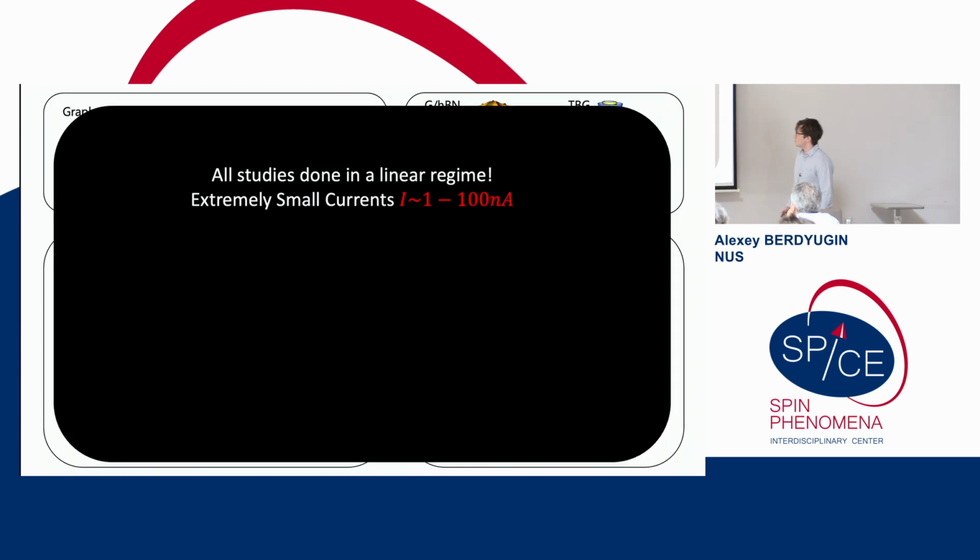But what is missing up to this point is that people in all those experiments have been using extremely small currents, on the order of 1 to 100 nanoamps, to measure those devices. And that is mainly done for two reasons. The first reason is that people are extremely cautious. When you get a good device which gives you beautiful data in the linear response regime, you really don't want to mess it up, yes? That's why you're cautious and apply extremely small excitation current to keep it safe.